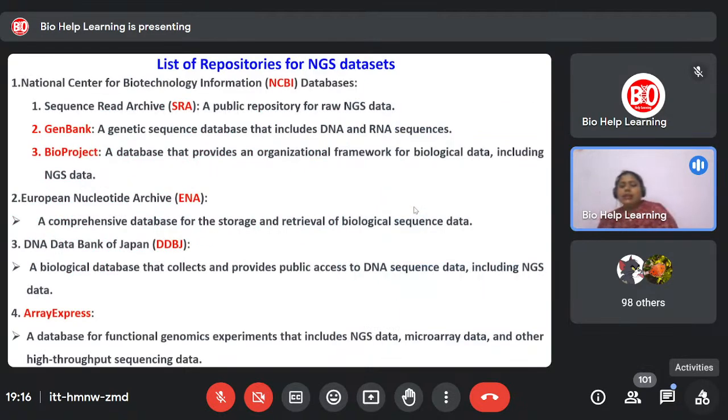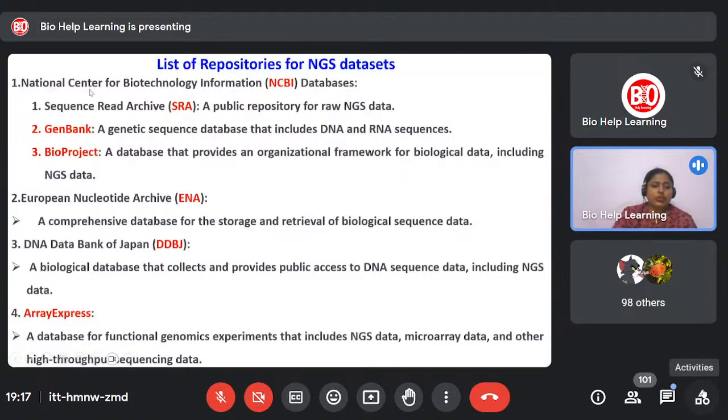We learned about different technologies, sequencing and platforms. After sequencing, they produce a vast amount of data, so we need to submit and store it in particular places. Here is the list of repositories for NGS datasets where we can submit it freely.